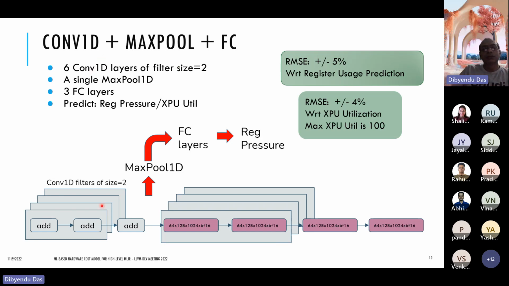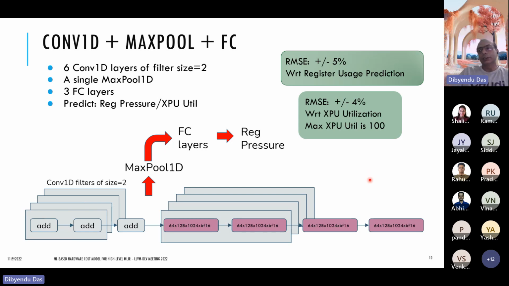So we have this kind of filters, and you build stacks of them. We have 6 Conv1D layers, followed by a single max pool. Then we have 3 fully connected layers, which finally predict the register pressure. As you can visualize here, I don't have an animated one, but these filters of size 2 will move across your full sequence. Every time it moves once and looks at 2 tokens together, like you do in convnets. Then you have many filters of this kind, and we built 6 stacks of them.